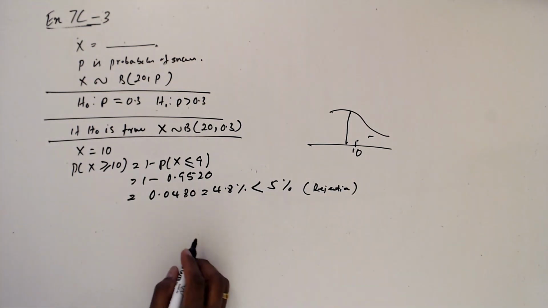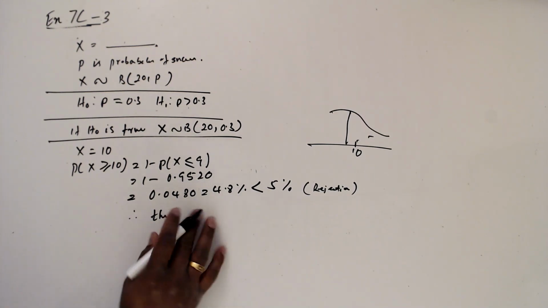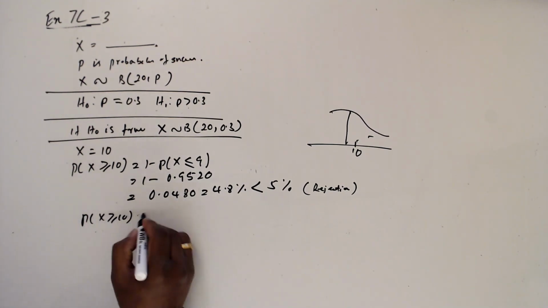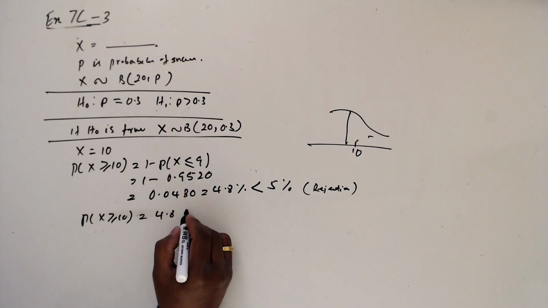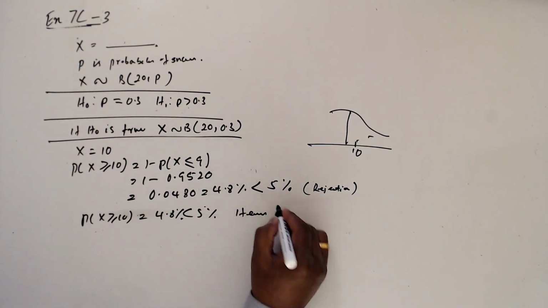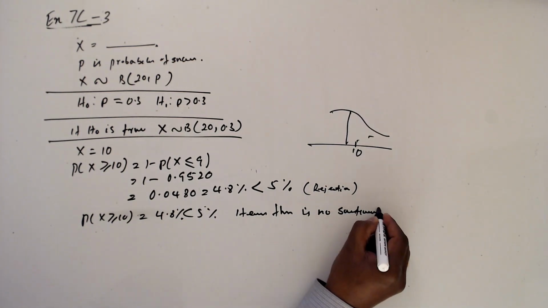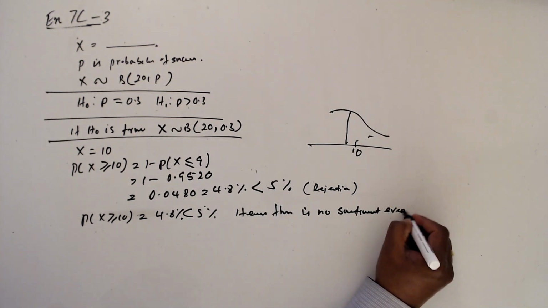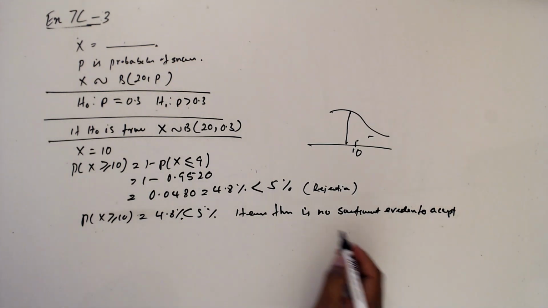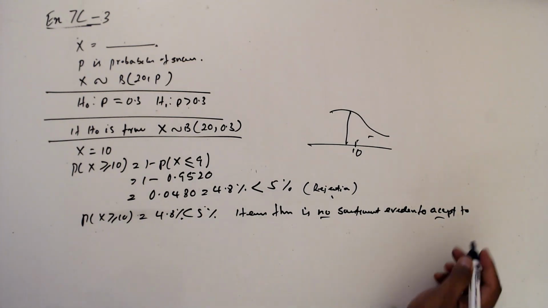So we write hence, and we can rewrite in one line again: 0.048, which is 4.8%, less than 5%. Hence there is sufficient evidence to reject H0.